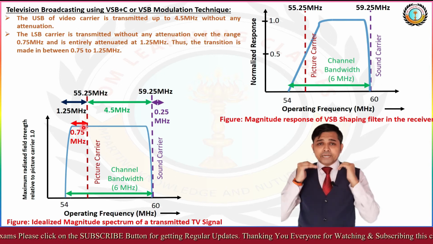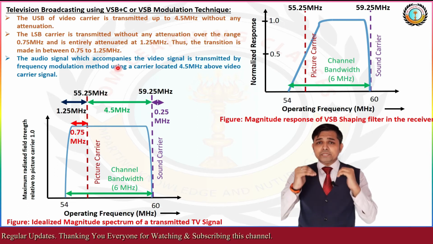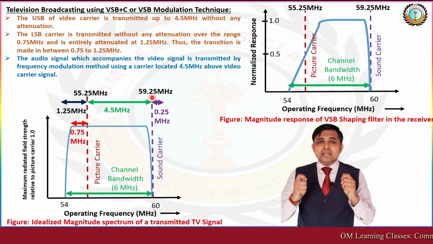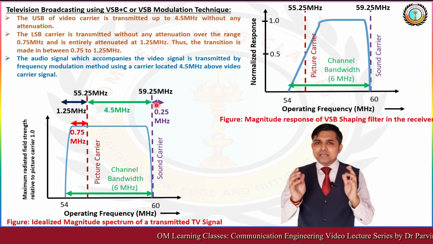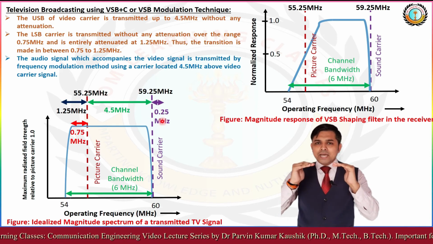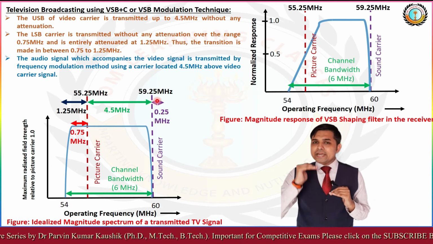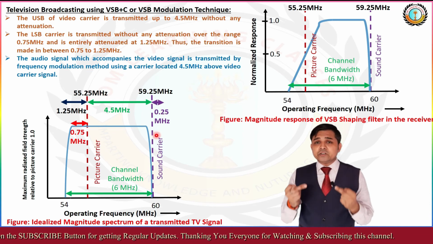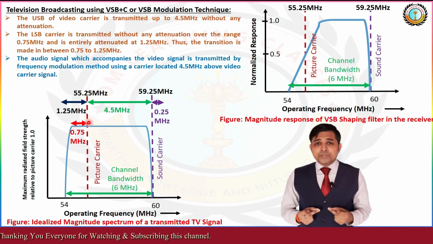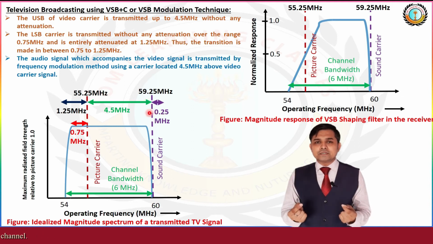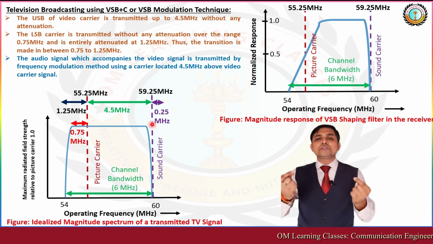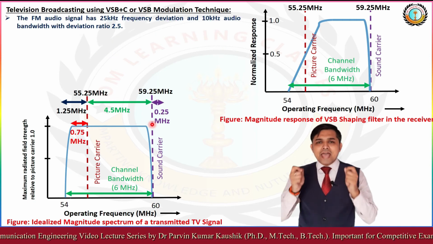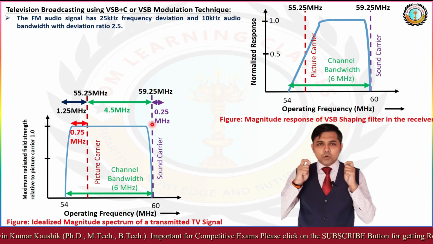Another practical aspect is that the audio signal which accompanies the video signal is transmitted by the frequency modulation method, using a carrier located at 4.5 MHz above the video carrier signal. So in TV broadcasting we have an audio signal as well as a video signal. The video signal is transmitted by the VSB plus C modulation scheme, and the audio signal is transmitted using the frequency, or FM, modulation technique. So the audio and video utilize two modulation schemes as per their application scenario.